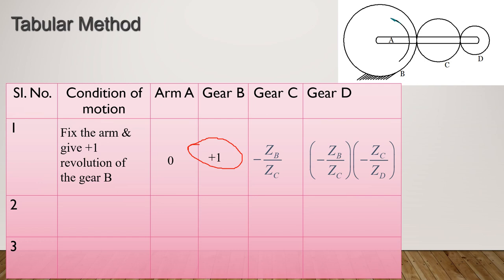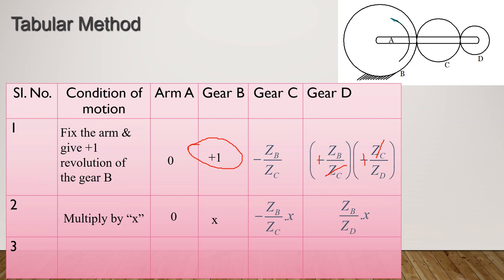For this combination, C is a driver and D is a driven. So ZC by ZD with a negative sign indicating that they are in the opposite direction. So here ZC gets cancelled. Negative negative becomes positive. So remaining is ZB by ZD. So next step, multiply by X. So when you multiply X, 0 into X is 0, 1 into X is X, minus ZB by ZC into X, and here after cancelling the common terms, remaining is ZB by ZD into X.